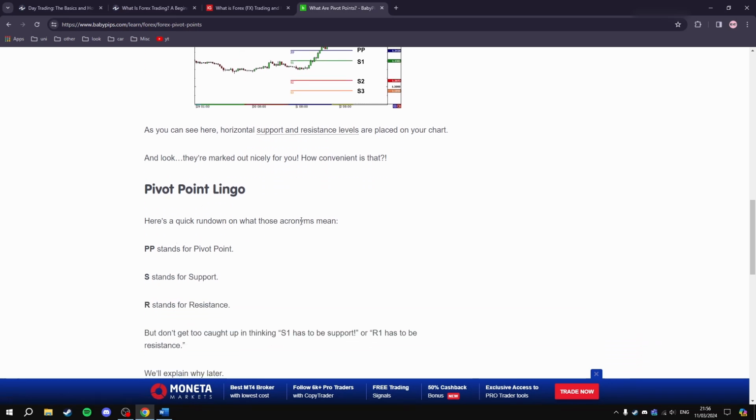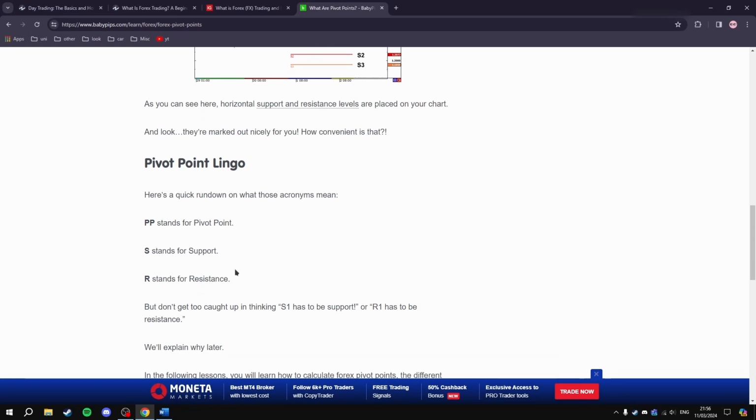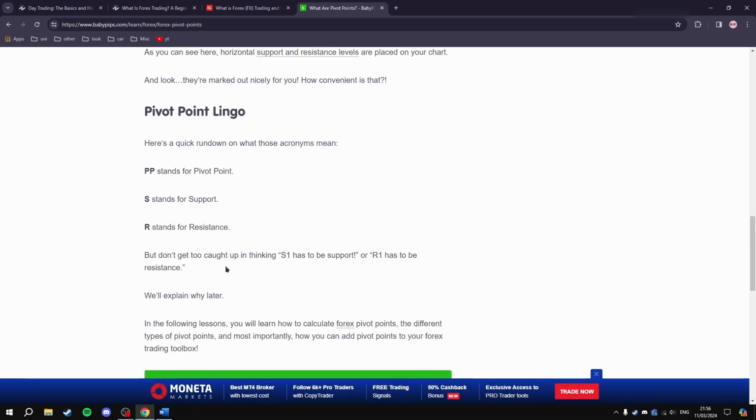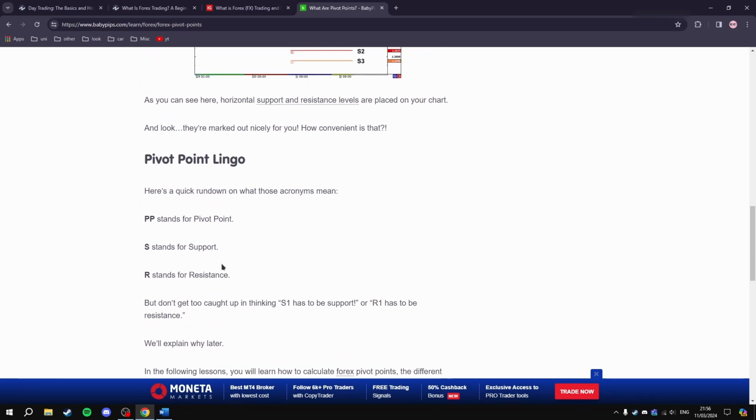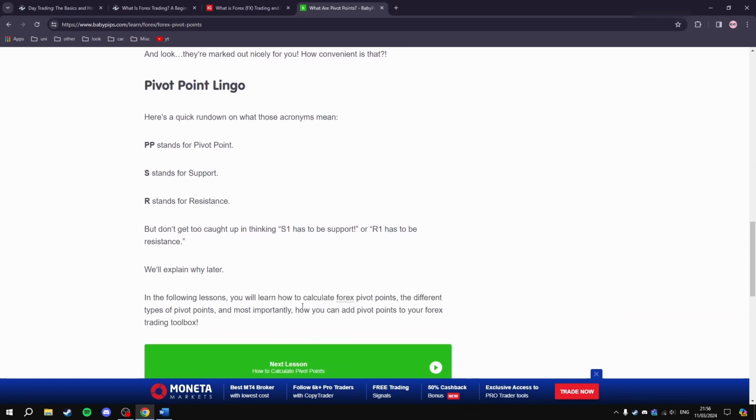Pivot point lingo. How convenient is that? Here's a quick rundown of what these acronyms mean. PP stands for pivot point, S stands for support, R stands for resistance. But don't get too caught up thinking S1 has to be support or R1 has to be resistance. We'll explain why later. In the following lessons, you will learn how to calculate Forex pivot points, the different types of pivot points, and most importantly, how you can add pivot points to your Forex trading toolbox.